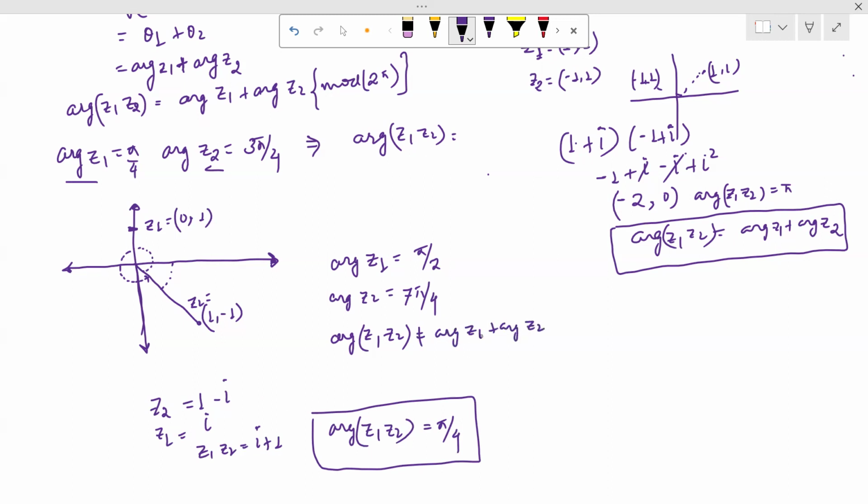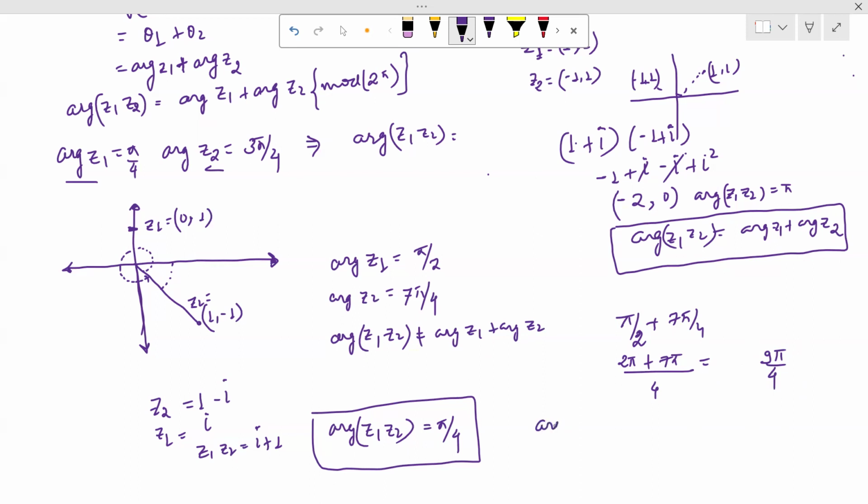So just think about it: what would it be equal to? If I add pi by 2 to 7 pi by 4, what will I get? I'll get 2 pi plus 7 pi, over 4, which is 9 pi by 4. Okay, so this is equal to 9 pi by 4. So certainly here, this property doesn't hold true.